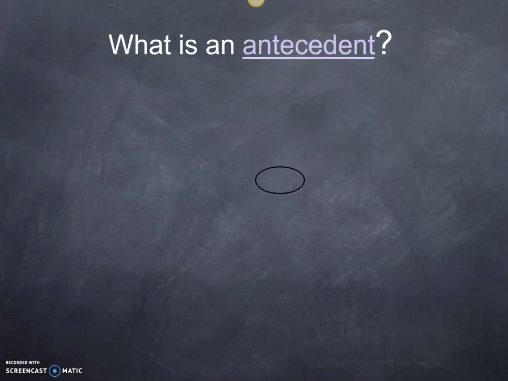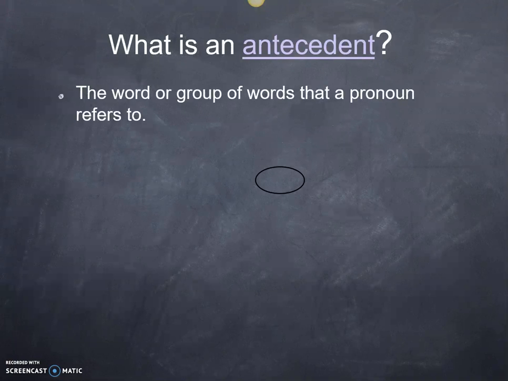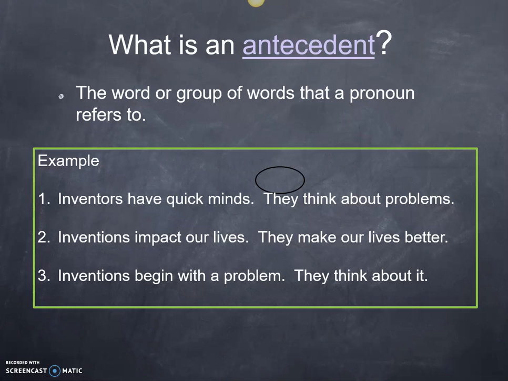So it is important to understand what the word antecedent is when we're talking about pronouns. An antecedent is the word or group of words that the pronoun refers to. So what is it talking about? We can't just start saying he went here, he learned about this, because we don't know who we're talking about. The antecedent tells us what that pronoun refers to. So let's look at a few examples.